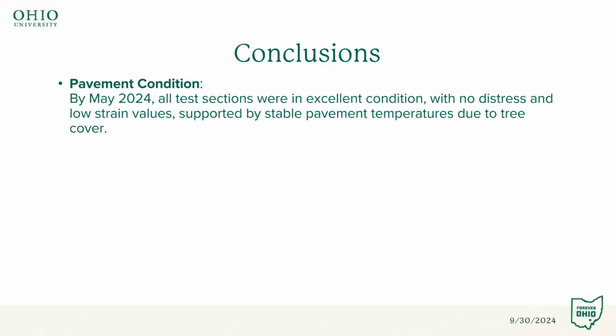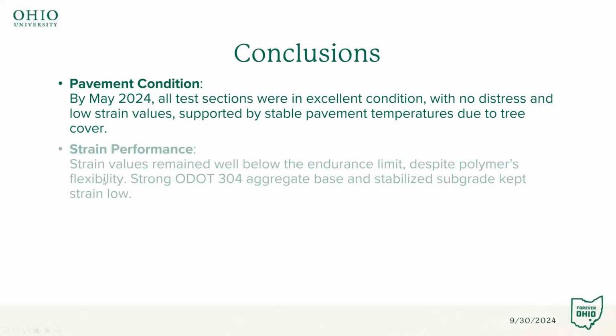Conclusions and recommendations. By the last time we went to the site, May 2024, all test sections were in excellent condition with no distress. Low strain values were supported by stable pavement temperature due to the tree cover that I mentioned before. The strain values remained well below the endurance limit. Despite the polymer's flexibility, we also have a strong 304 aggregate base and stabilized subgrade. Those also kept the strains very low.